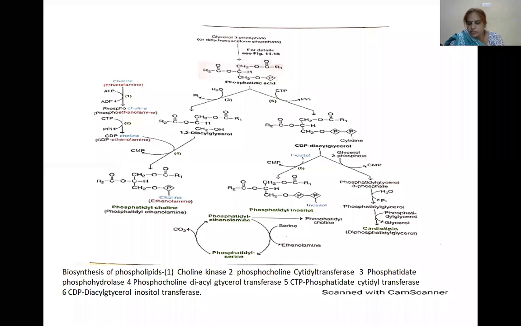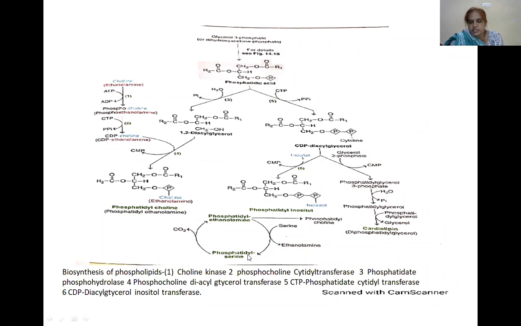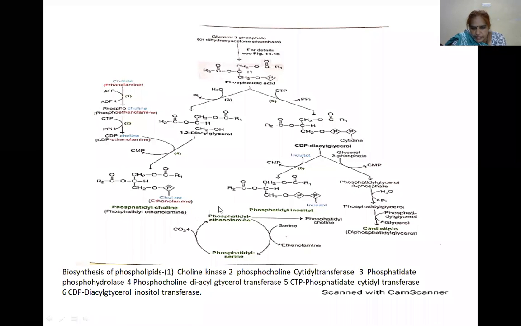Now see the formation of phosphatidylserine. Phosphatidylethanolamine transfers its ethanolamine to free serine to produce phosphatidylserine. This phosphatidylserine undergoes decarboxylation to produce phosphatidylethanolamine.